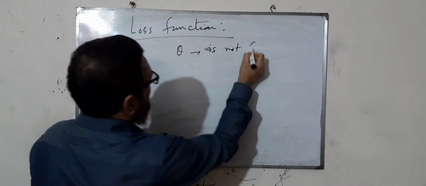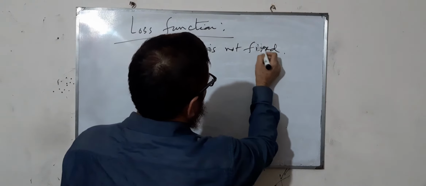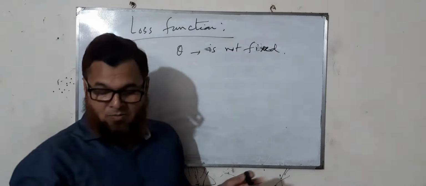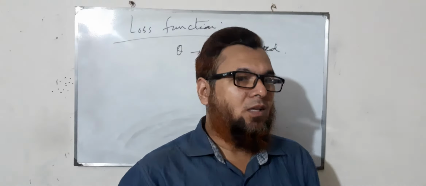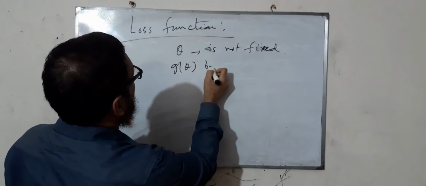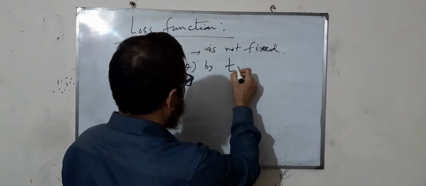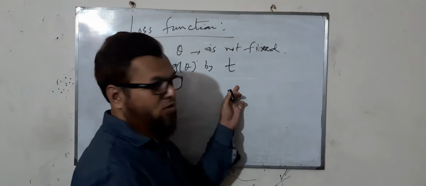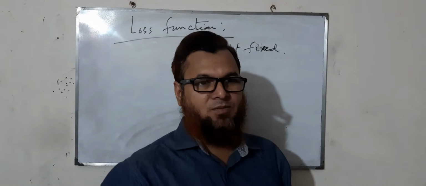Theta is not fixed. Since it is not fixed, it is a random variable and it has a probability function. If we estimate theta by another estimator t, then we lose something. This is called loss function.